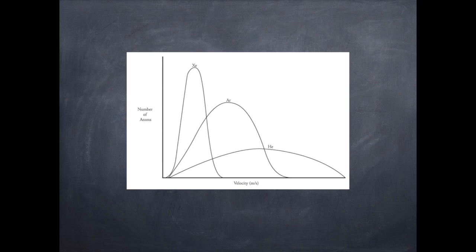So the higher the mass of an atom, the slower its velocity is going to be. So while they might have the same kinetic energy, their velocities will be different. So the heavier an atom, the lower its velocity is going to be. The lighter an atom, the faster its velocity is going to be.